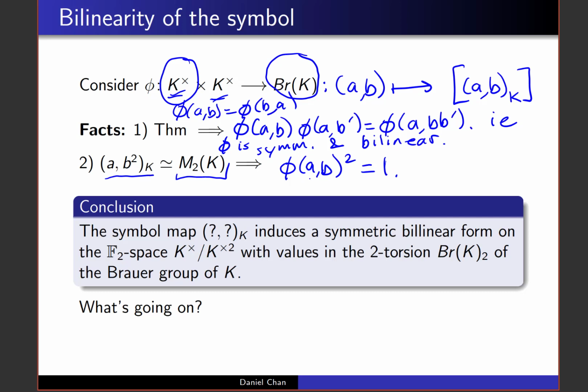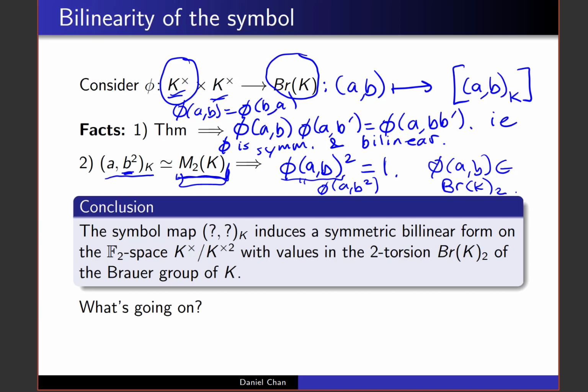Okay, by bilinearity, this is equal to phi of (a,b) squared. But we know that, since you've got a square here, this is going to be a split quaternion algebra, so it's just 2 by 2 matrices in K. Okay, so that means, what is this phi of (a,b)? This phi of (a,b) is actually not just in the Brauer group, but it's an element of the Brauer group whose square is trivial. So it's in what's called the 2-torsion of the Brauer group.